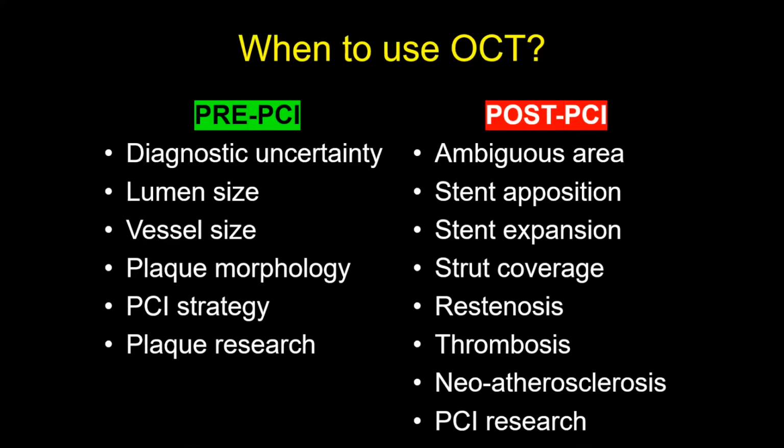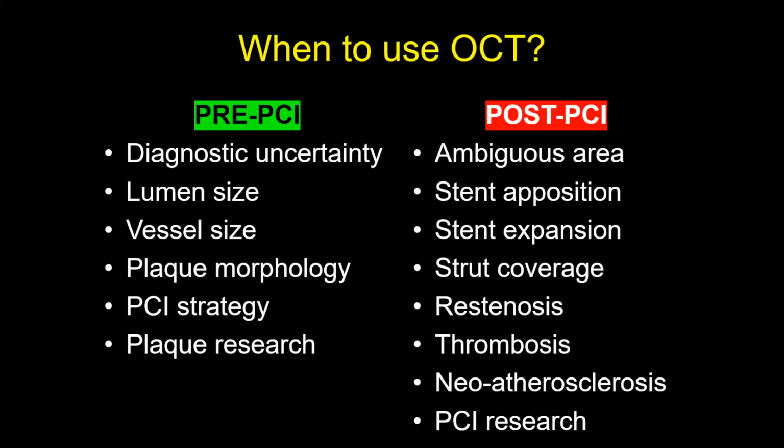Lumen size, vessel size, you can measure it. IVUS can do it, OCT can do it. Plaque morphology, as I said, OCT is probably the best tool that we have, and it can help to plan your PCI: what strategy you might need, where to land the stent to avoid landing in an unstable kind of plaque, how long the stent should be, what the diameter should be. All these things you can plan upfront, or whether a bifurcation needs a two-stent strategy upfront.